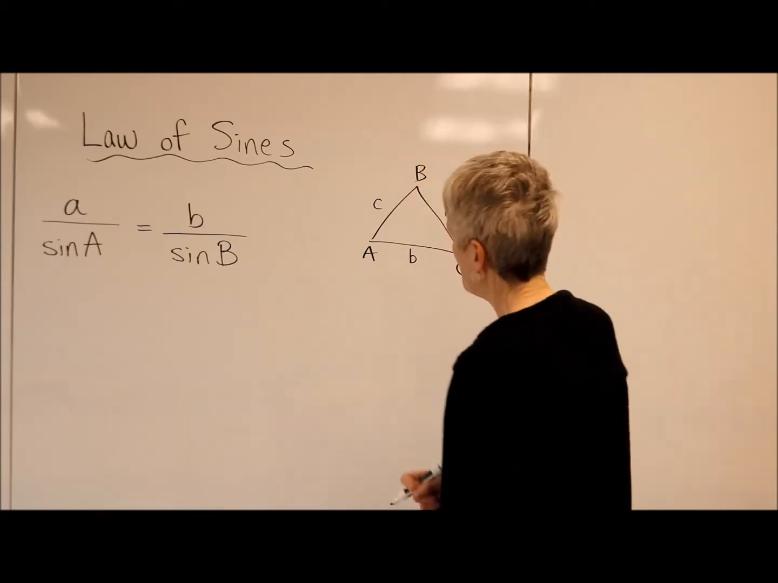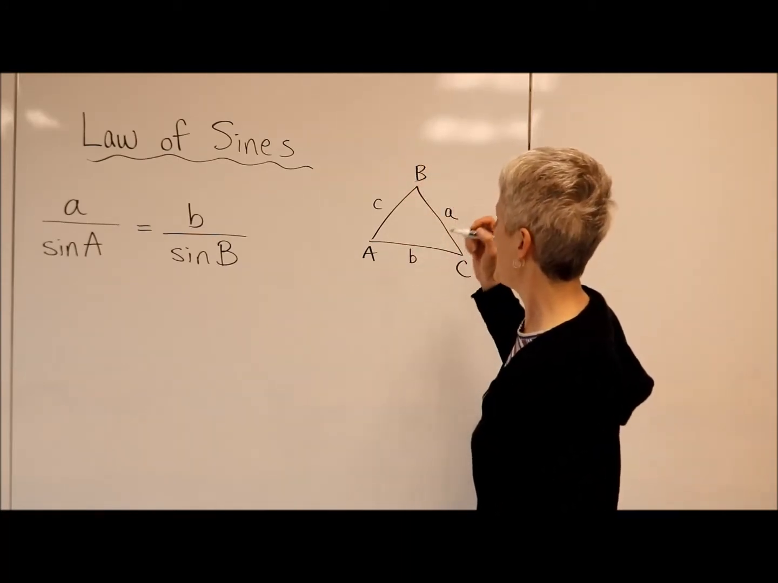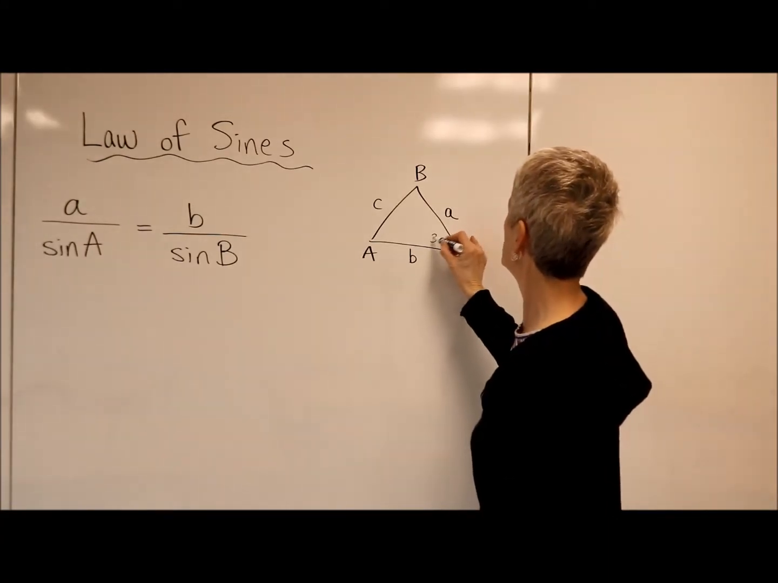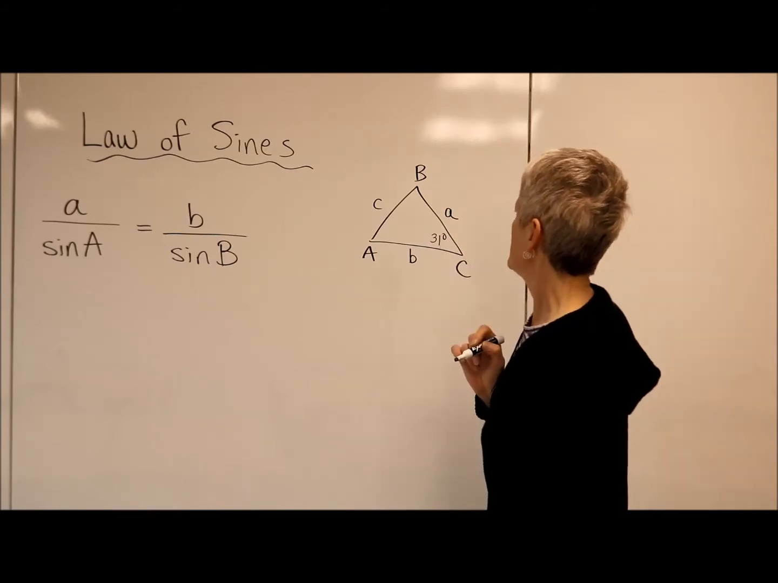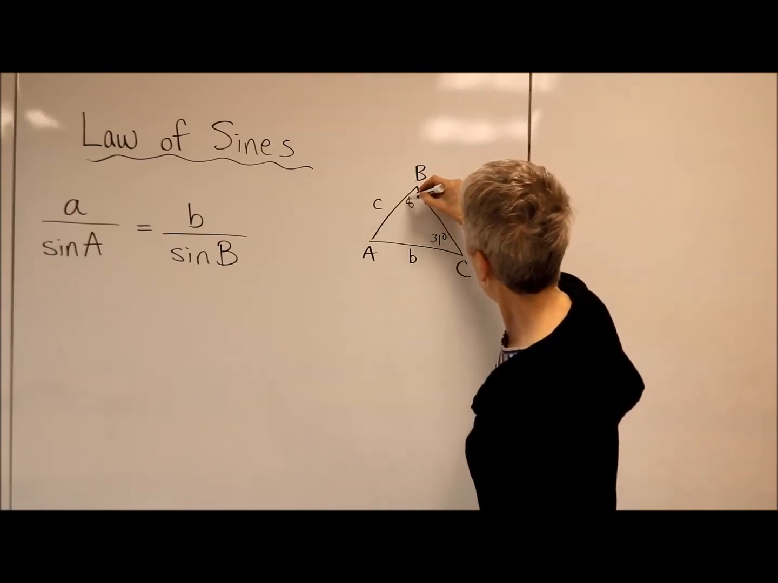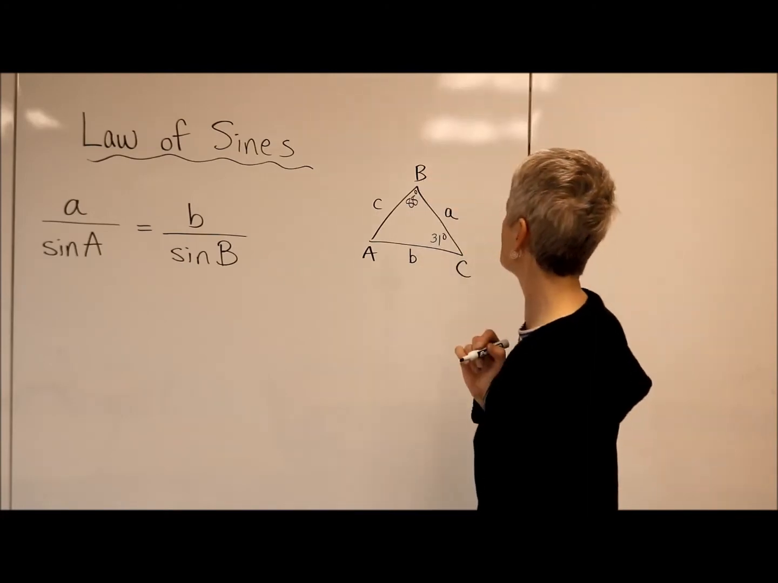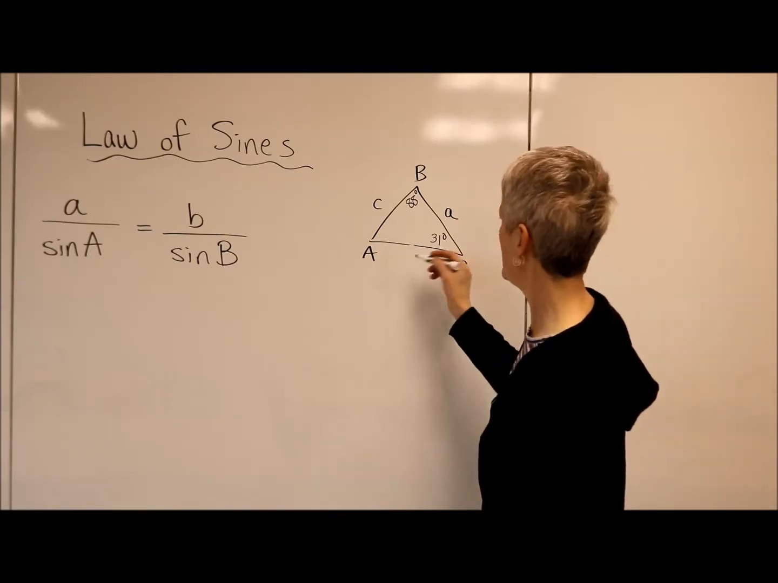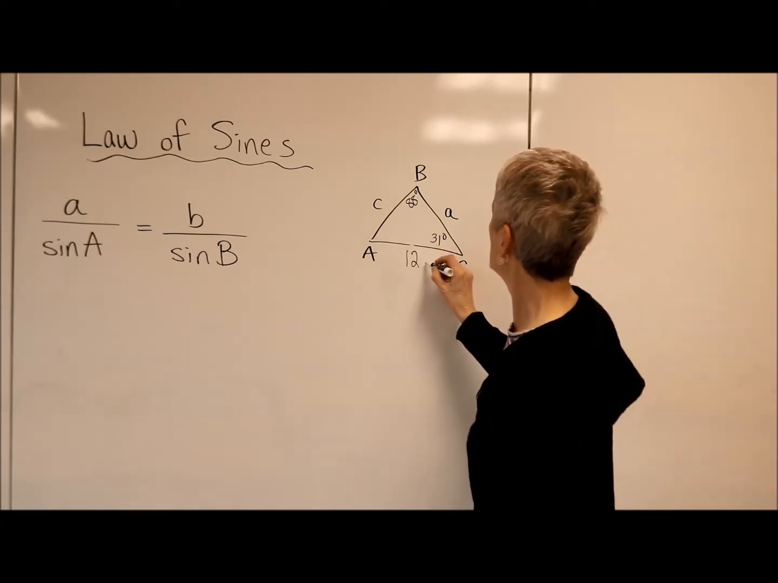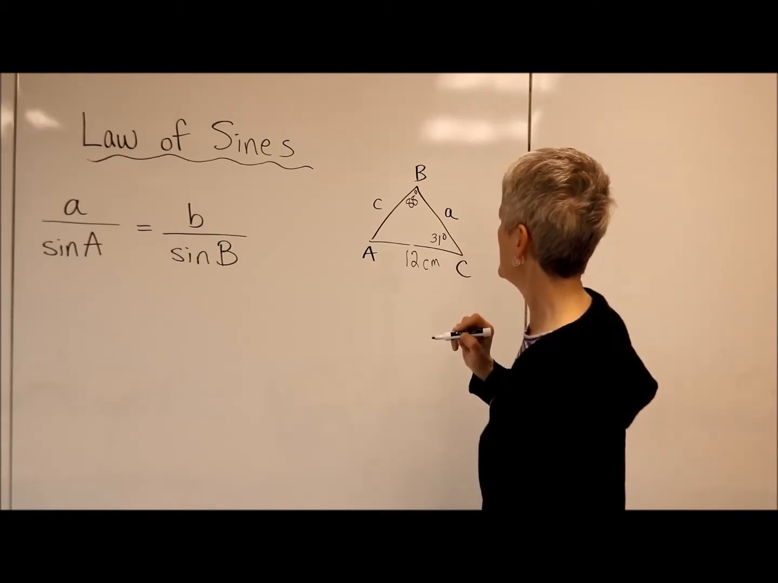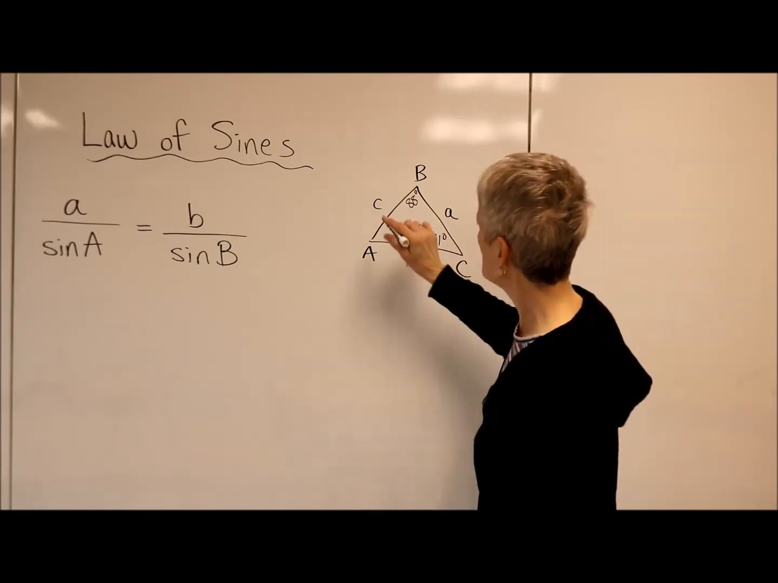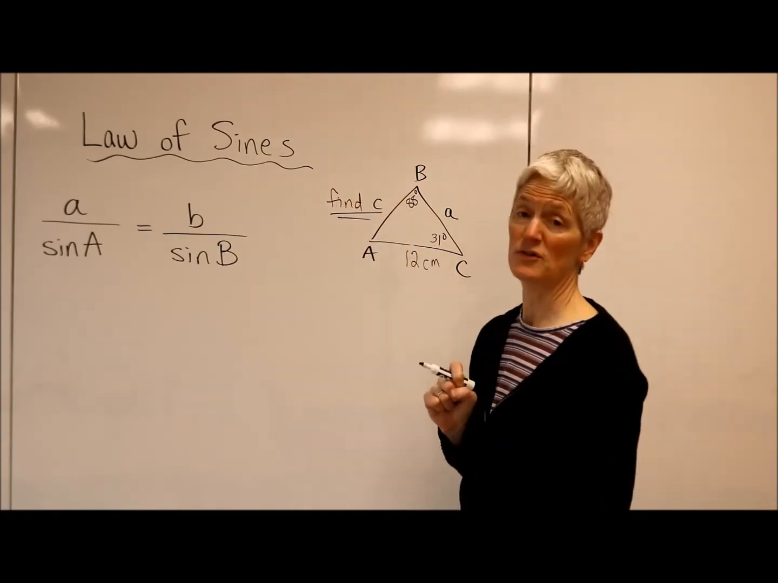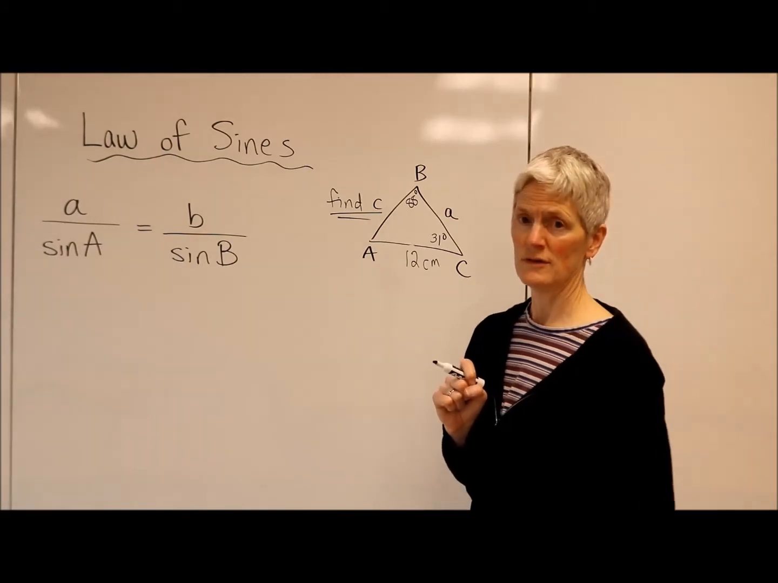Let's try one. Let's say I have angle C is 31 degrees. Let's say angle B is 88 degrees. And let's say that the side opposite B is 12 centimeters. All right? So let's find side c. That's our mission, should we choose to accept it.